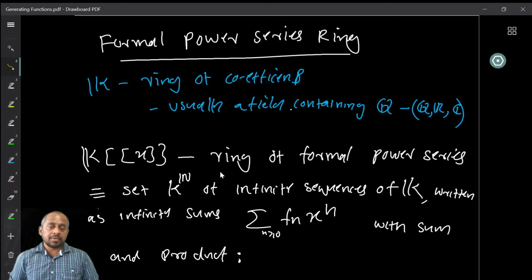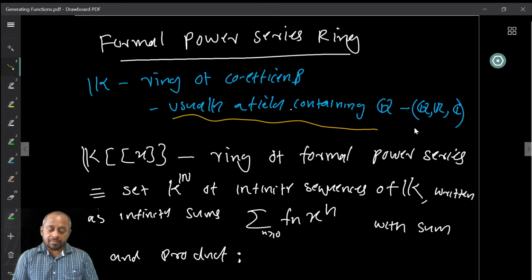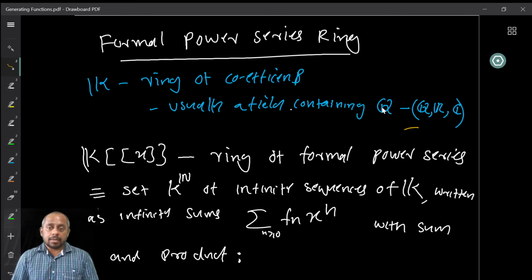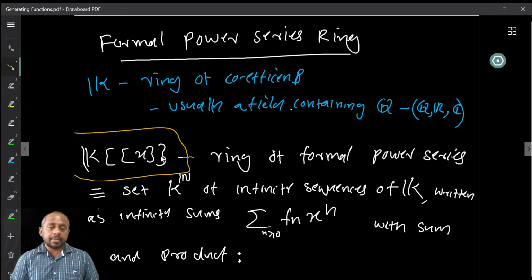So we have the formal power series ring. Okay. So let us say that K is the ring of coefficients, right? In general we can define it over a ring, and in our practical process we will assume this ring to be a field, which contains, as I mentioned earlier, Q, R, or C. Now, the ring of formal power series is denoted by the field K within double square brackets x.